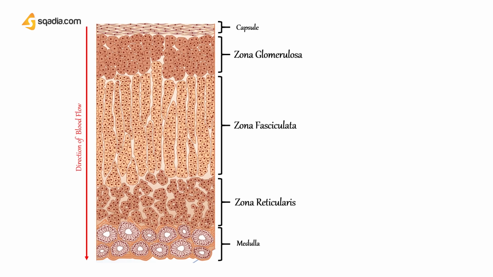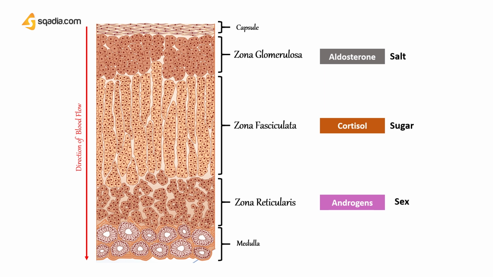So now let's take a look at the 3 different zones of the adrenal cortex again and see which hormones they are releasing. Basically, the zona glomerulosa is secreting the aldosterone that is regulating salt metabolism in the body. The zona fasciculata is secreting the cortisol that is regulating the sugar or glucose metabolism. And thirdly, we've got the zona reticularis that results in the secretion of androgens that are precursors for different sex hormones. So you can easily remember all of these by S, S, S, or triple S.